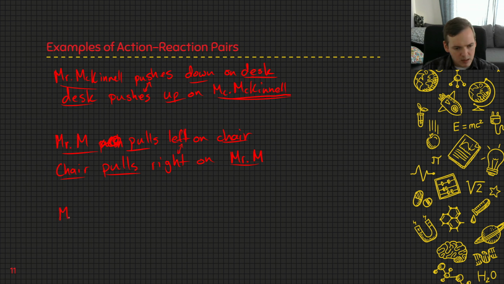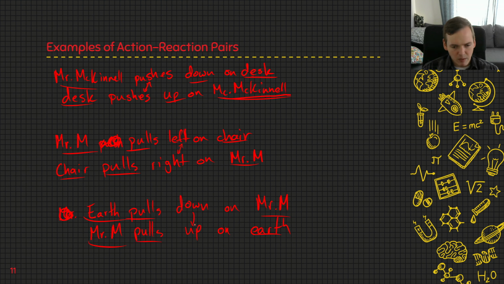And then lastly, let's write it the other way. The earth pulls down on Mr. McKinnell. And I'd like you to pause here and maybe guess what you think the reaction force is. Maybe write that down. Okay. The reaction force to the earth pulling down on Mr. McKinnell is Mr. McKinnell pulls up on the earth. So again, 2 objects, earth and Mr. McKinnell.